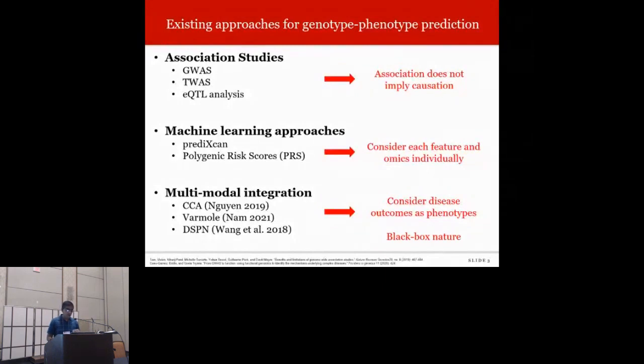And finally, you have multi-modal integration. With recent advancements, there are a number of approaches that do multi-modal integration. But there are two drawbacks. One is the black box nature of these machine learning approaches. The second is that they consider just the disease outcome as the phenotype, which per se is not a huge drawback, but it can be treated as one.